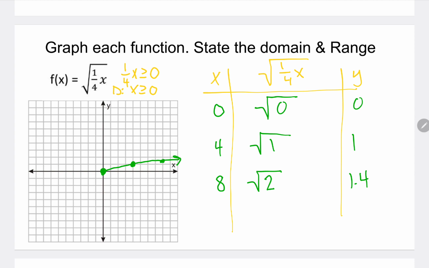Now that I have the function graphed, it's a little bit easier to see what our range would be. You can see that every one of these points is above the x-axis. So for this case, my range is going to also be everything greater than or equal to 0.